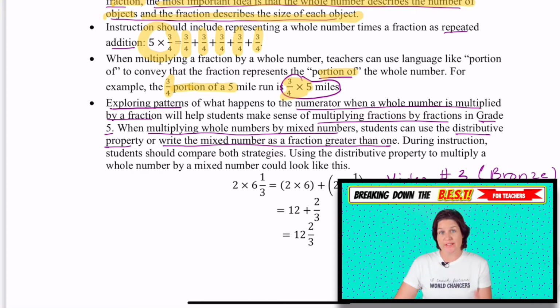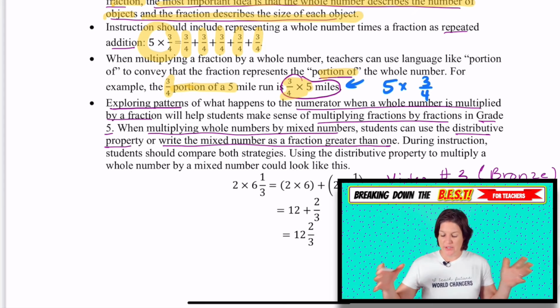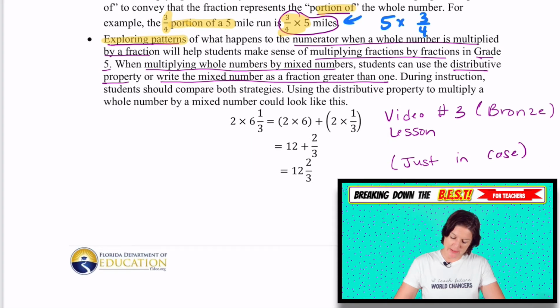Now, the cool thing is because of the commutative property of multiplication, it's a little bit easier to take this one and flip it around to draw 5 groups of 3/4 than it is to show what 3/4 of 5 miles is. And I'll explain a little bit more of what I mean when we get to this in, I believe, video number 2. Okay, this is exploring patterns of what happens to the numerator when a whole number is multiplied by a fraction. Will help students make sense of multiplying fractions in grade 5.